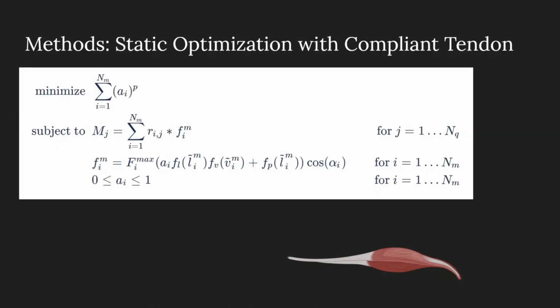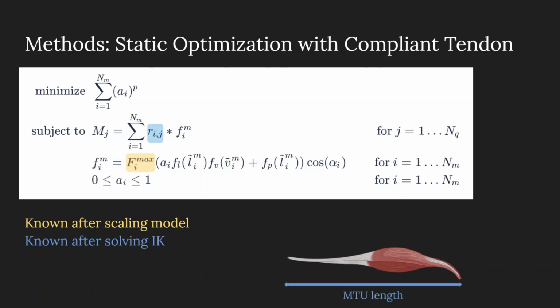This is the familiar setup for static optimization. We have our objective function subject to various constraint equations, and many of these variables in our constraint equations are well defined. After scaling our model, we know the max forces of each muscle. After solving inverse kinematics, we know the muscle moment arms and the muscle tendon unit length. And after solving inverse dynamics, we know the joint moments.